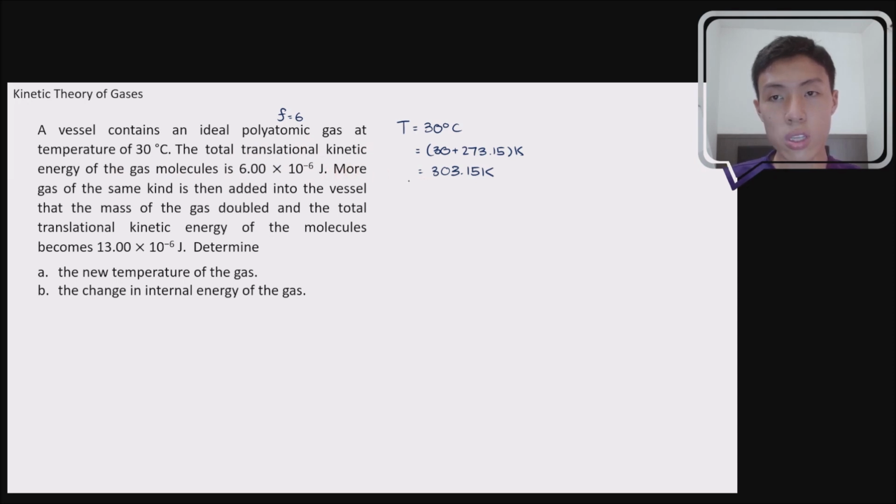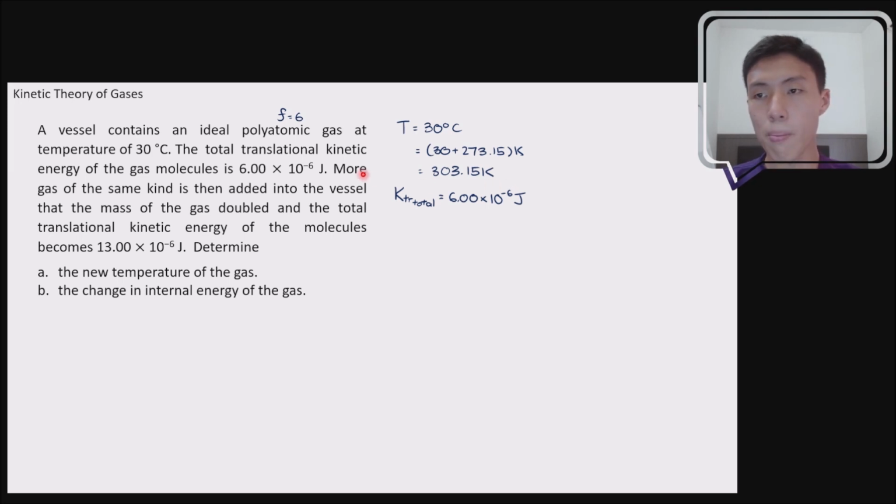So this is total translational kinetic energy. Besides writing K_TR, you have to write total as well. Because if you write K_TR only, it is for one single gas molecule. If you include the word total, then it includes all the gas molecules in the system. Then it becomes the translational kinetic energy of the whole system, also known as total translational kinetic energy. So at this temperature, the total translational kinetic energy is 6.00 times 10 to the power of negative 6 joule.